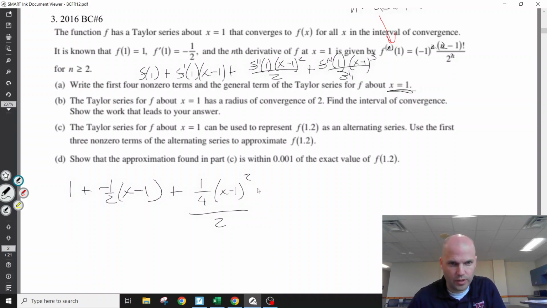First 4. I got 3 down, so let's go for the third derivative. It's going to be a minus 2 factorial 8 3 factorial.